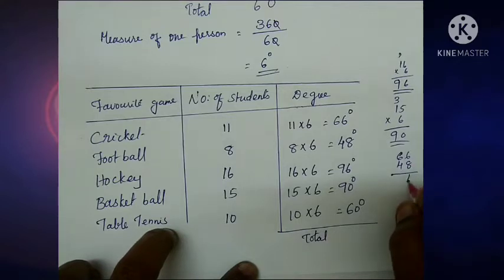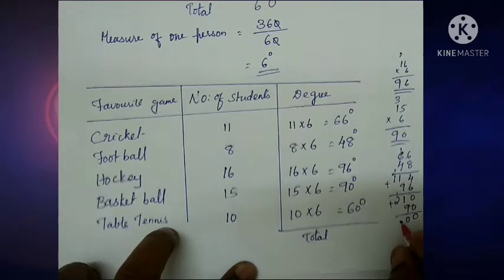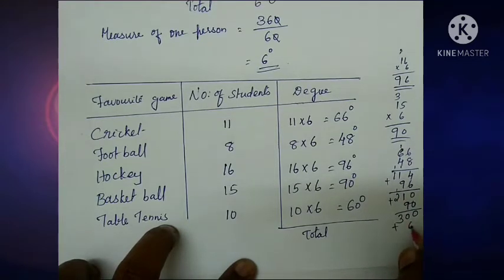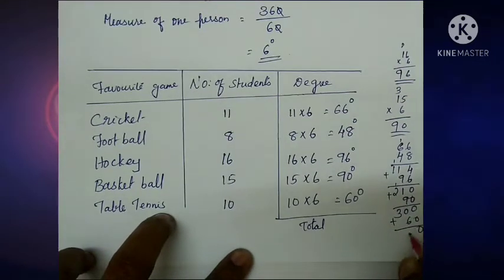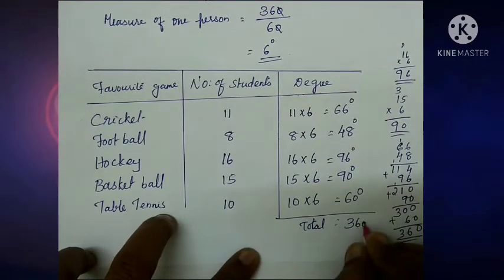8 plus 6, 14, balance 1. 6 plus 1, 7 plus 4, 11. Plus 96. 10, balance 1. 9 plus 1, 10 plus 1, 11, balance 1, 2. Plus 90. 0, 10, balance 1, 3. Plus 60. 0, 6, 3. So total is 360 degree.